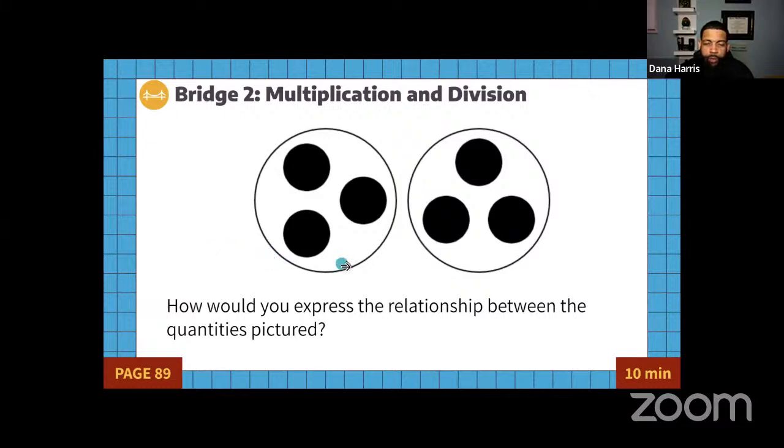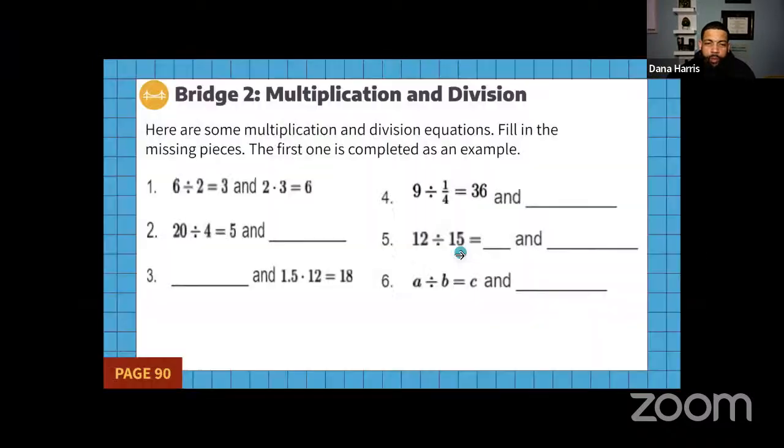So how would you express the relationship between the quantities pictured? Notice they're the same three dots in both of them, but they are just positioned differently. I won't go too far into that one as well. But I will do this. So we have here some multiplication and division equations. Fill in the missing pieces. The first one is completed.